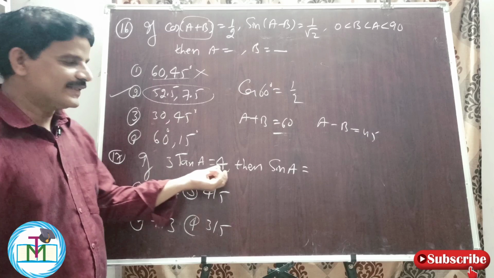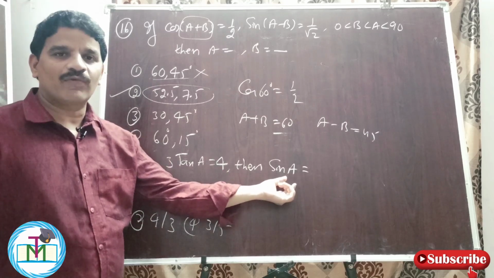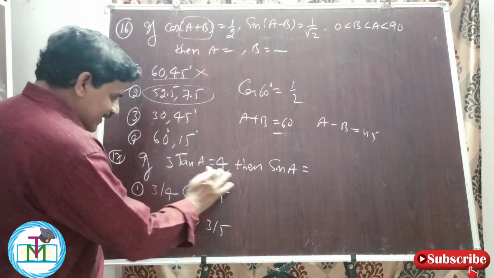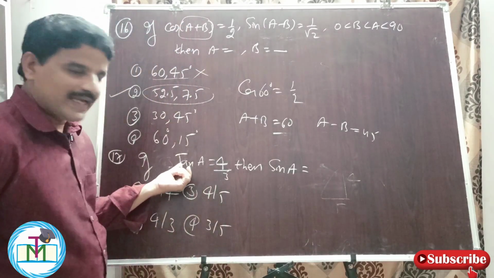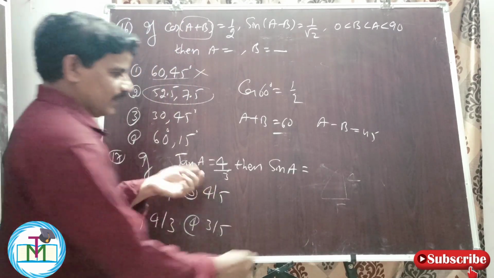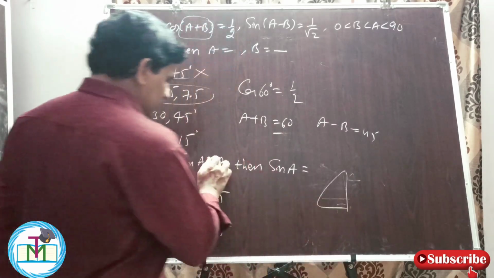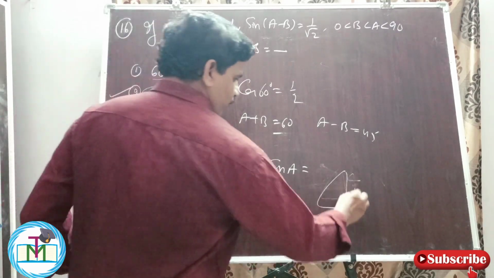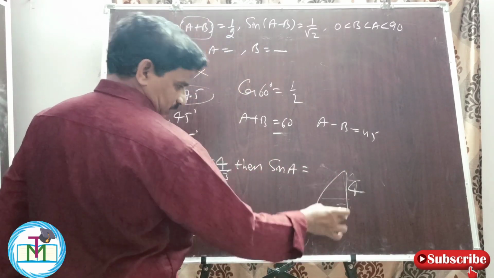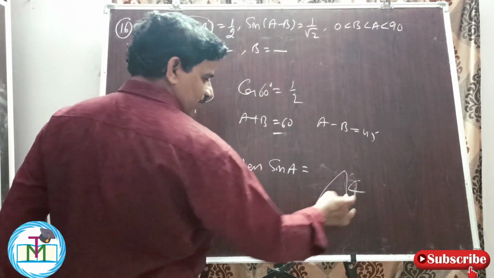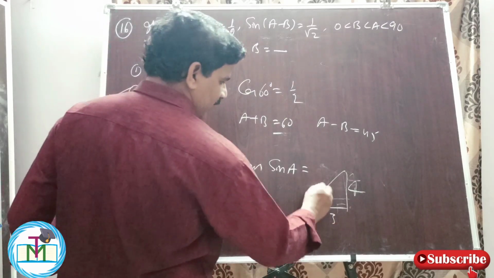If 3 tan a is equal to 4, then sin a is equal to how much? When 3 tan a is equal to 4, 3 comes this side and divides. So here tan a is equal to 4 by 3. Immediately write a triangle and write opposite side by adjacent side, means 4 by 3. What about hypotenuse? Hypotenuse square is equal to adjacent side square plus this square. 4 square plus 3 square means 25. Root 25 is 5.